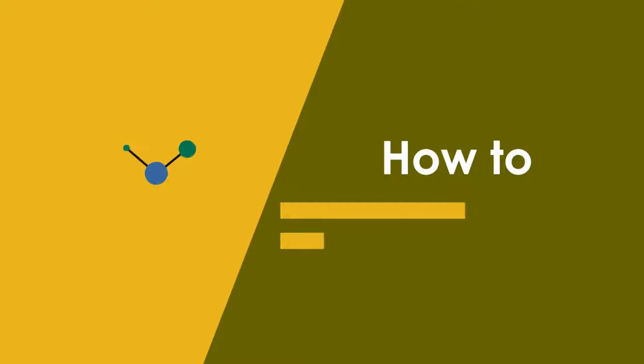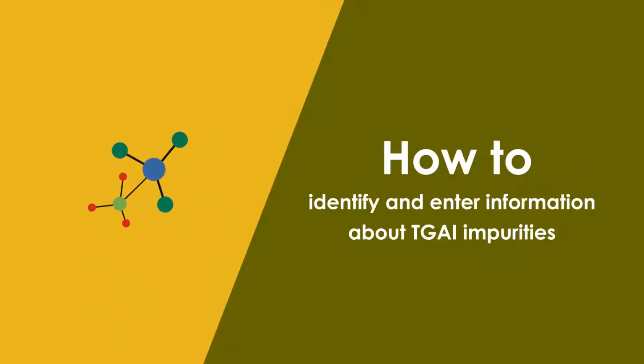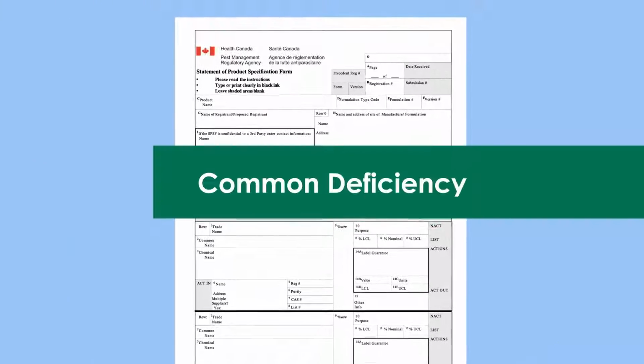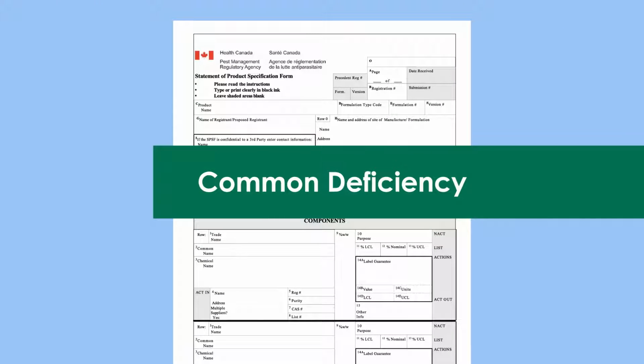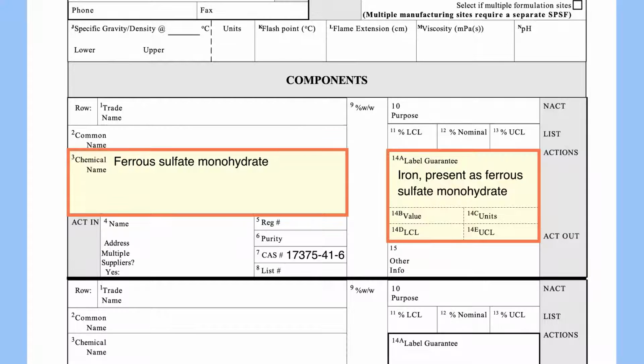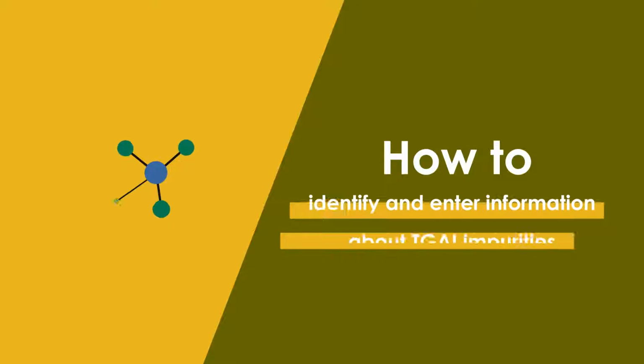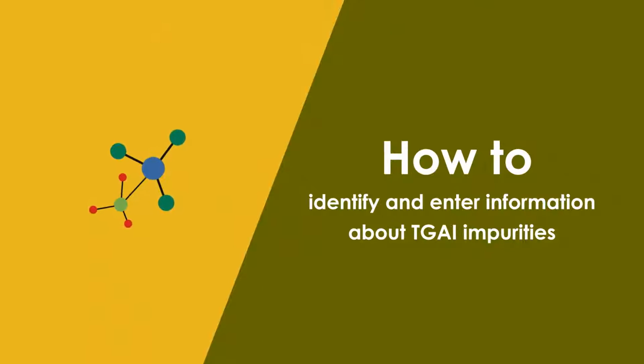Next, we will look at how to enter information about TGAI impurities. But first, it is important to remember that all impurities of toxicological concern must be specified if they are detected, even if below 0.1%. Text on screen appears that says how to identify and enter information about TGAI impurities.